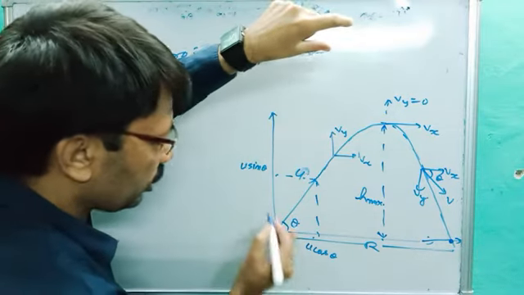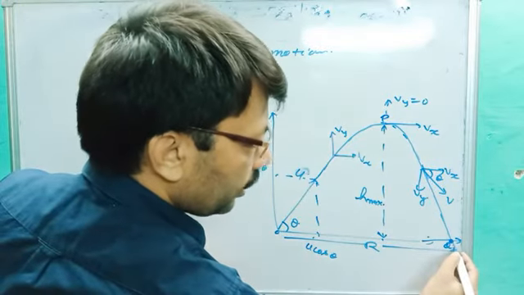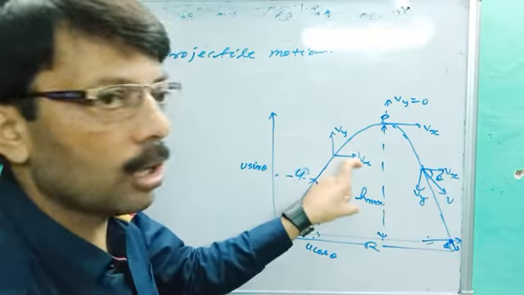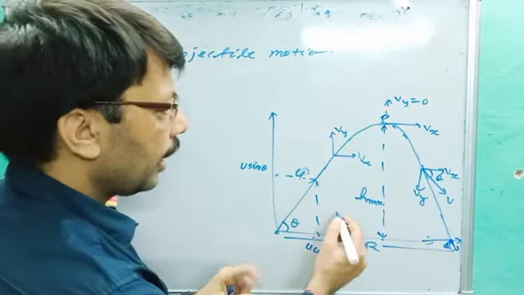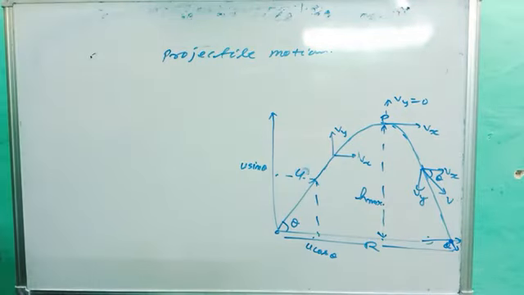So its journey starts from O, the top point is P, and it hits the Earth at Q. This distance is called range, this is called h maximum, and the total time taken to go up and come down is called flying time. So many things we have to find out. Are you getting the point?